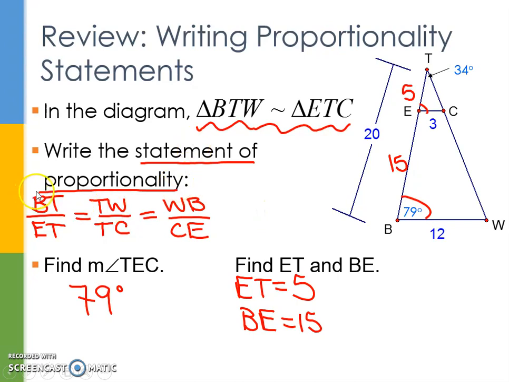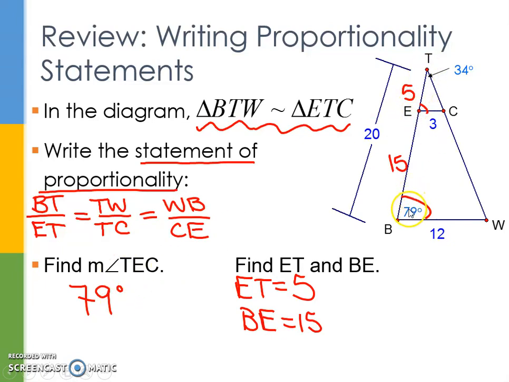When you write the statement of proportionality, you have to write in this format, 3 ratios equal to each other. So BT corresponds to ET. They are proportional. This is the ratio. And then TW is proportional to TC. They're on the same side. And then WB corresponds to CE. So you want to write the corresponding sides and make their ratios equal to each other, which is called the scale factor.